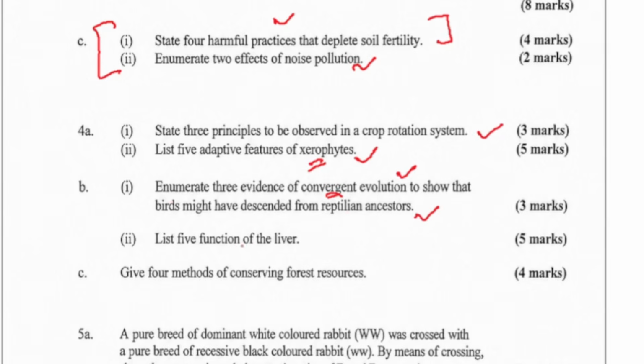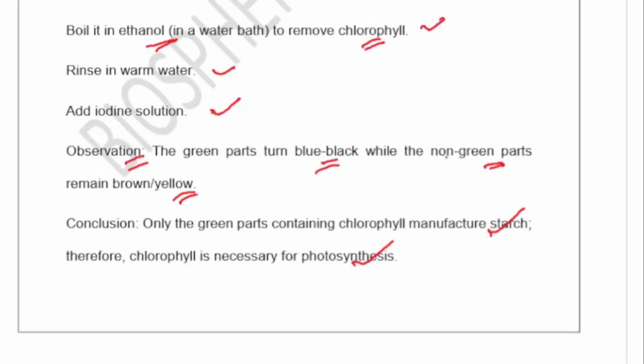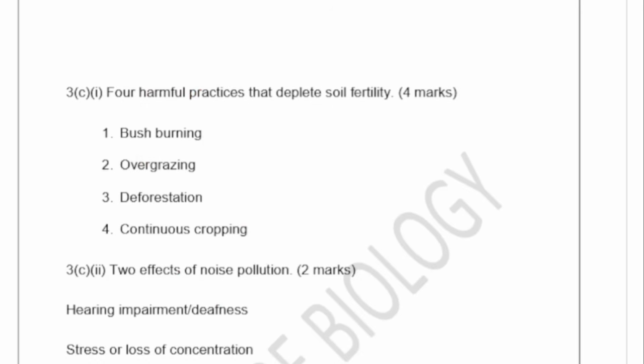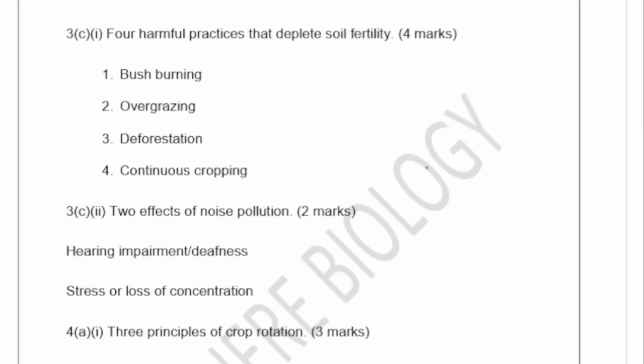That's convergent evolution. The next one, list 5 functions of the liver, and then give 4 methods of conserving forest resources. So please pay attention to these topics. I don't know why NECO loves these topics so much, but they ask questions a lot around conservation, pollution, and natural habitats basically.